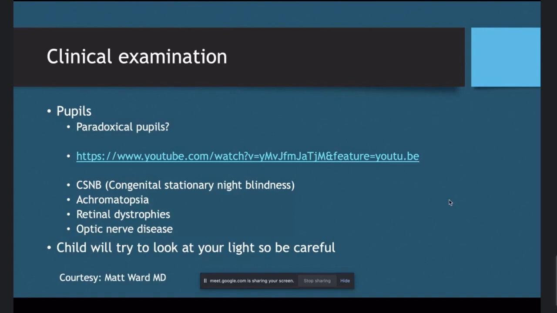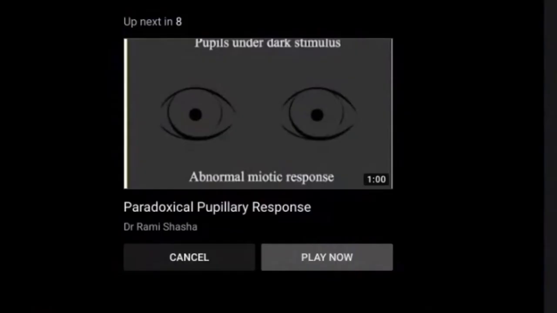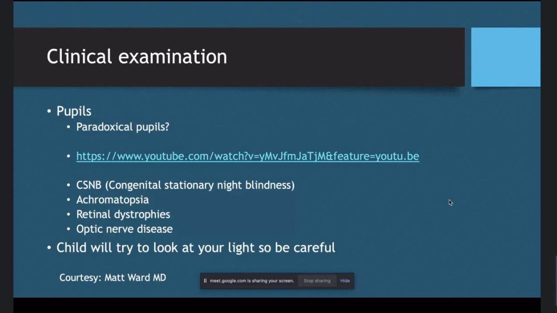Let us look at another video example. It's beautiful. Look at that. Light is on, pupil dilates. Light is off, and the pupil constricts. Let's look at it again. Did everybody see this? When light is on, the pupil should constrict. Instead, it's dilating. When it's off, it's first constricting. That's a paradoxical pupil. This is also on the net. You can go and look at it. It's a beautiful video. Now we go back to our presentation.